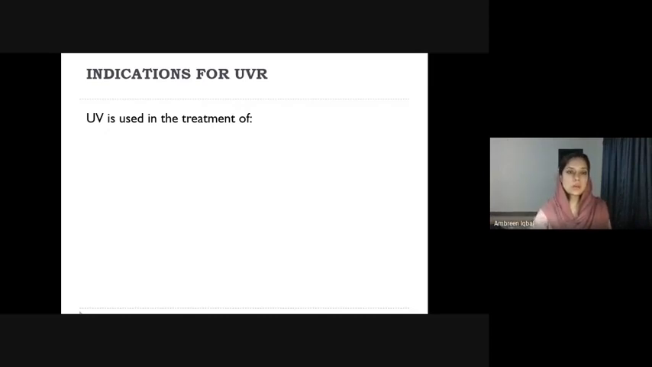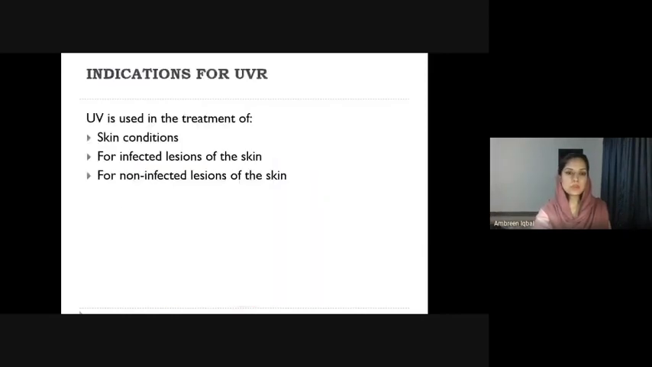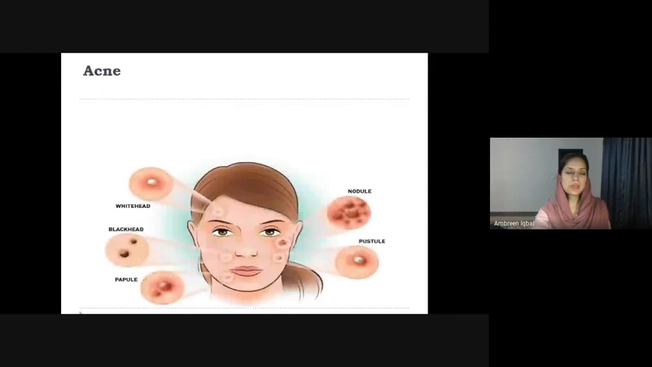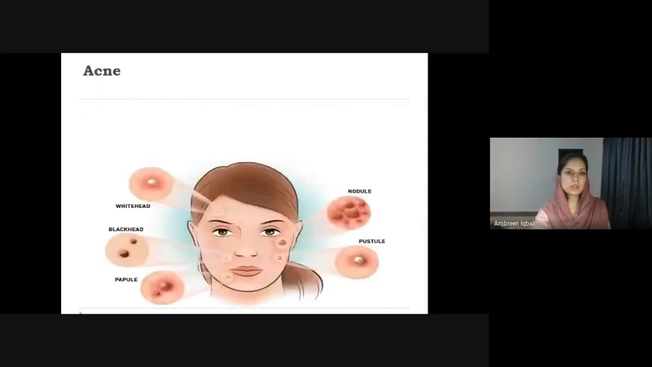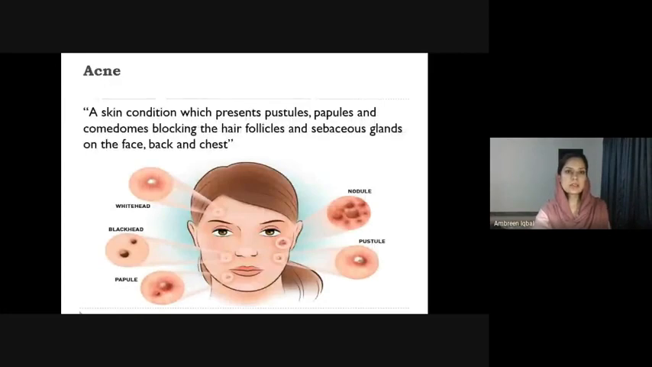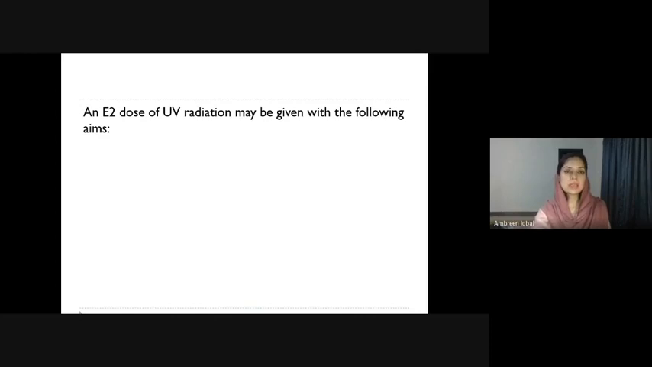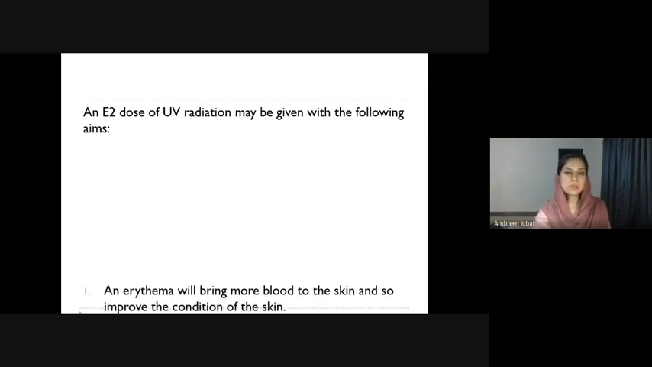So ultraviolet is used in the treatment of skin conditions, for infected lesions of the skin and for non-infected lesions of the skin, like acne and psoriasis. Acne is a skin condition which presents pustules, papules and comedones, blocking the hair follicles and sebaceous glands on the face, back, and chest. An E2 dose of ultraviolet radiation may be given with the following aims.